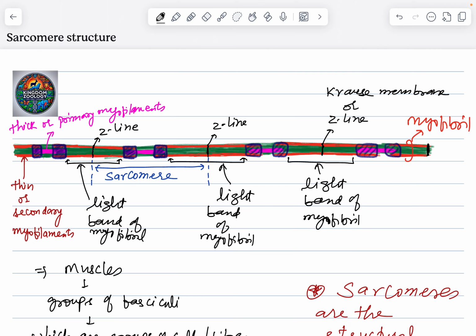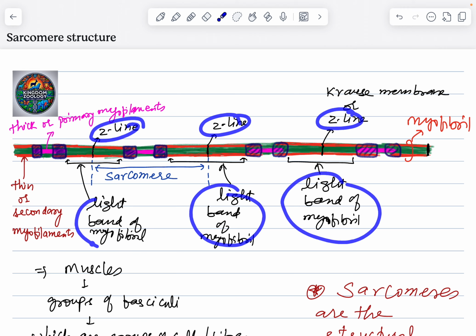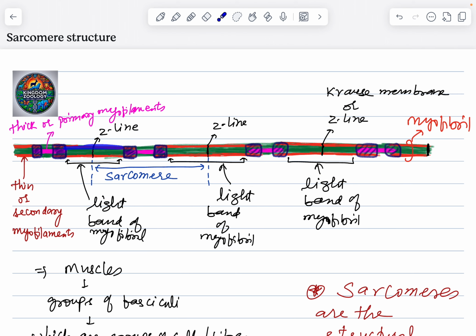So this opens up another information for us, that the Z lines are present in the exact center of what? Light bands. If this entire area is your light band, where's the Z line? In the exact center. That's another light band, where's the Z line? Exactly in the middle. Okay.